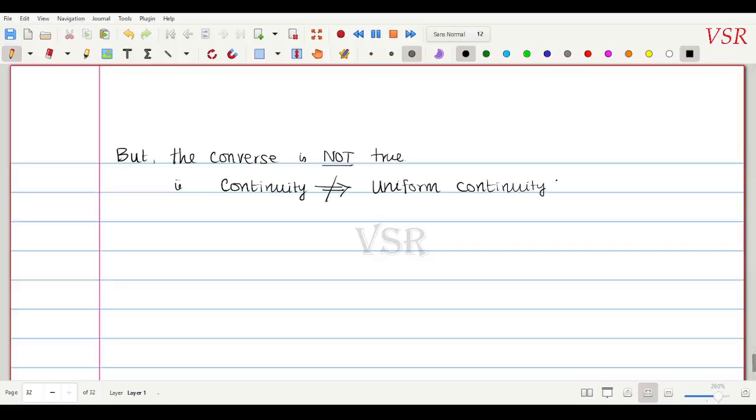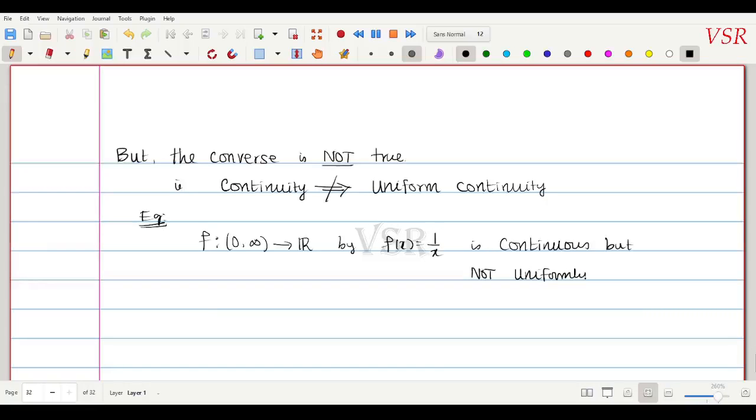Okay, so another example I have given. Take a function this way: f is a function from the open interval (0, infinity) to R, defined by f of x equal to 1 by x. It is continuous but not uniformly continuous. Okay, this is the way we have proved.